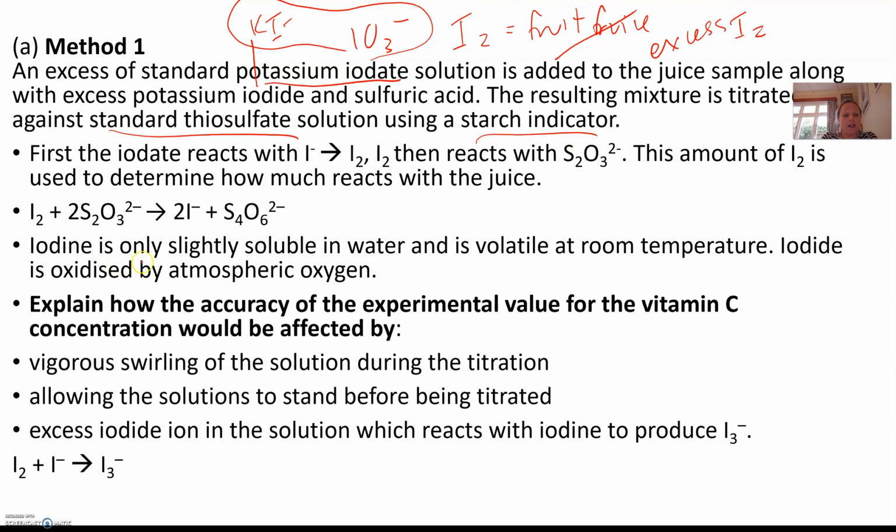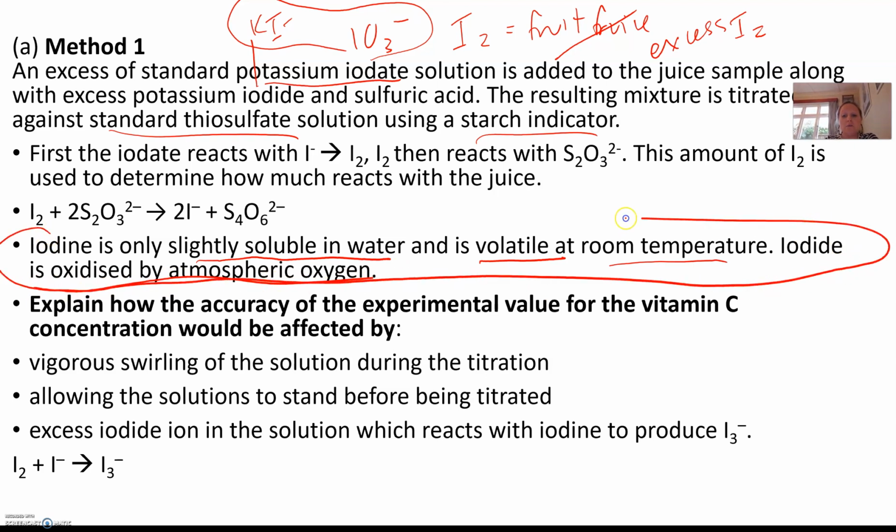It then says iodine is only slightly soluble in water and is volatile. Volatile means it easily turns into a gas at room temperature. Iodide is oxidized by atmospheric oxygen. This point here is probably the most important at giving you the hints as to what they're getting at in this question.